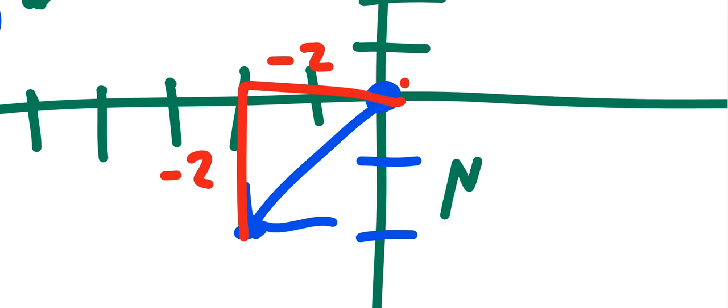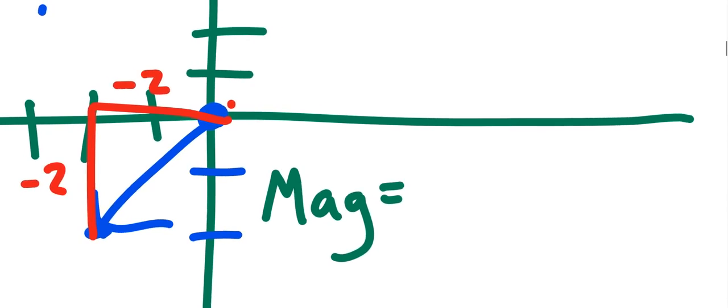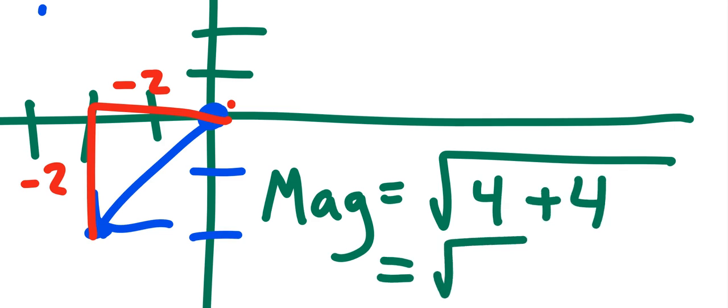So the mag equals, yeah, that's short for magnitude, not magazine. The mag is, let's see, square root of a squared plus b squared. And so what do we get? Square root of 8.